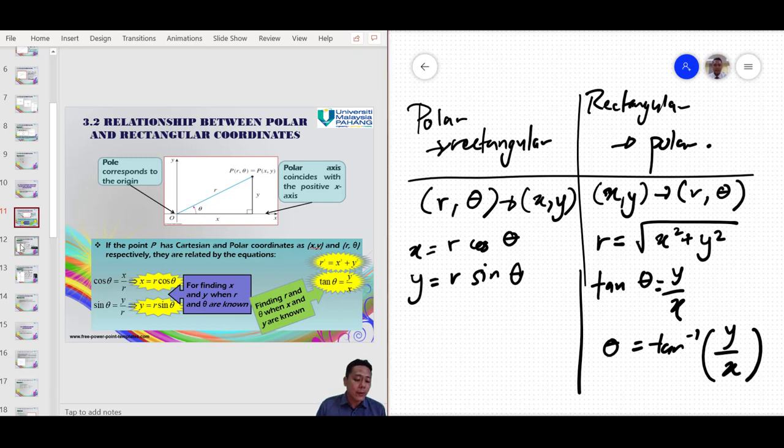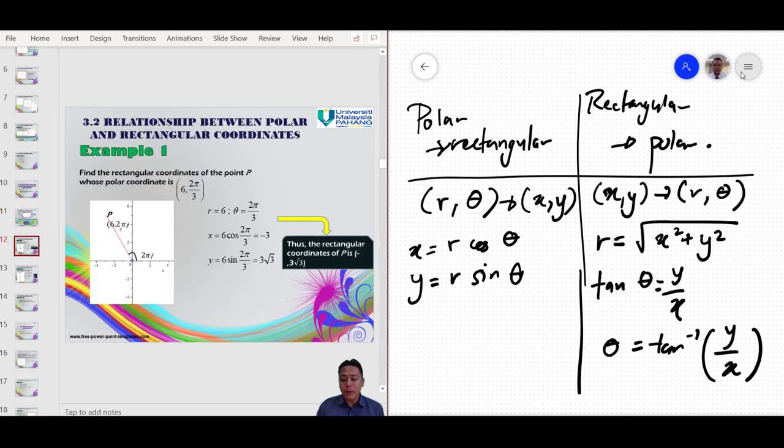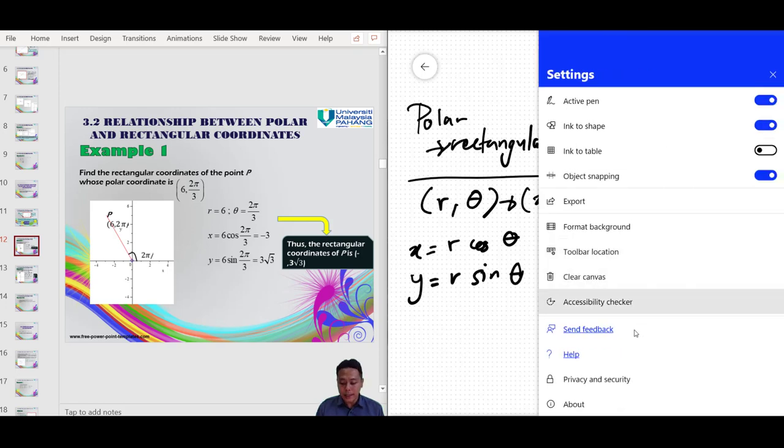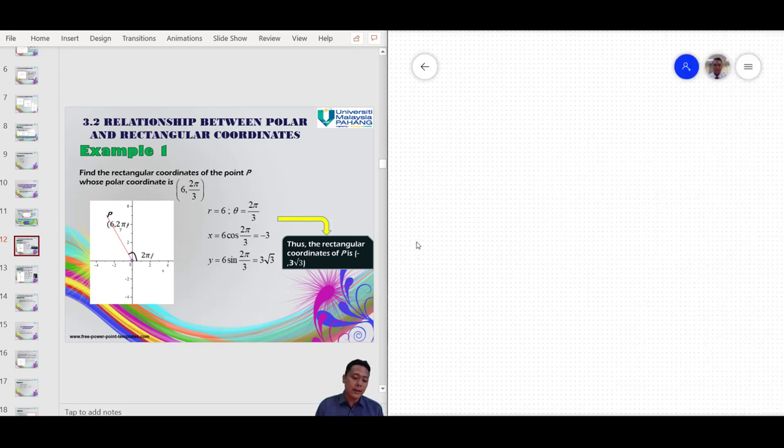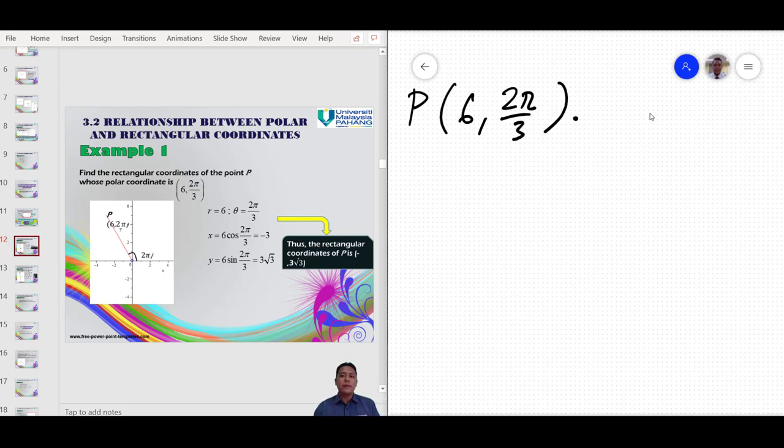Okay, let's start first with how to convert a polar into a rectangular or Cartesian coordinate. You are given this example, and later we will do some exercises. This is point P, where r is 6 and the angle is 2 pi over 3 in radians. It's very good practice to visualize first. You can at least sketch 6 and 2 pi over 3 to see which quadrant it will be in.